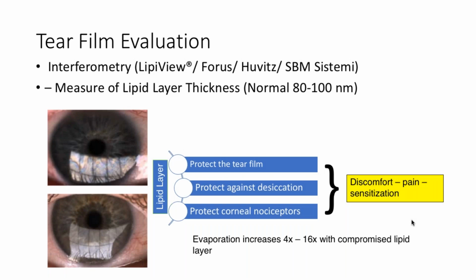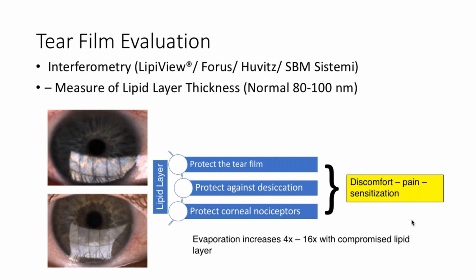You can also do interferometry. You have a lot of devices that now provide you that option. If you have access to it, why not? It's again a non-invasive test. It actually measures your lipid layer thickness. We have different machines like LipiView, IDRA, Forest, Huvitz. Many devices actually measure. It tells you how good the quality of the meibomian gland discharge or the lipid layer is.